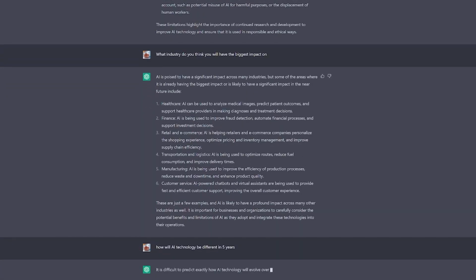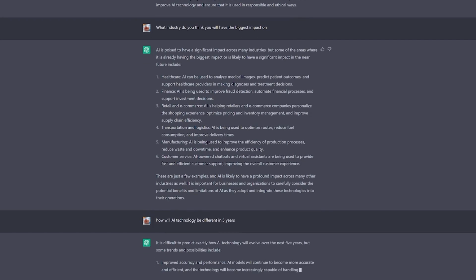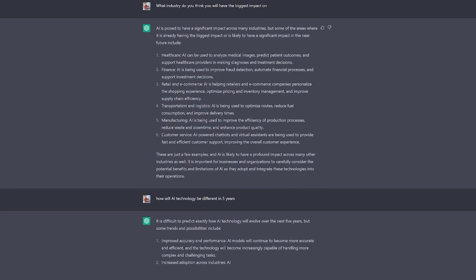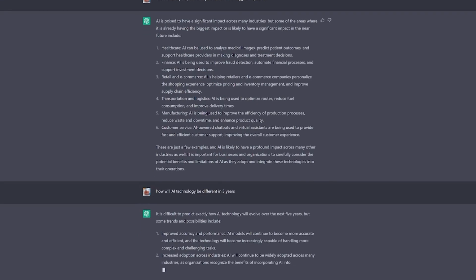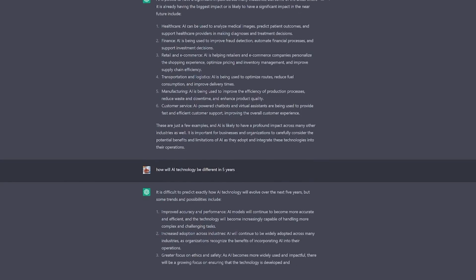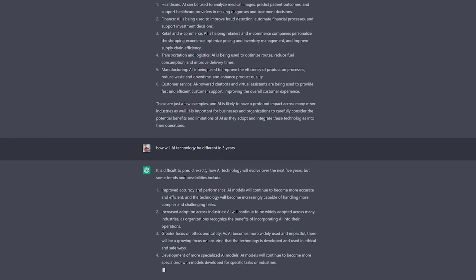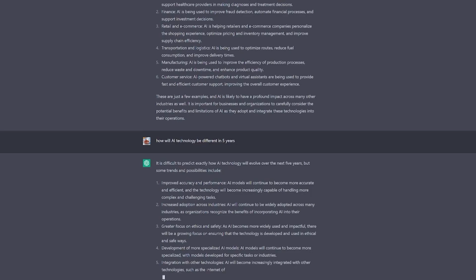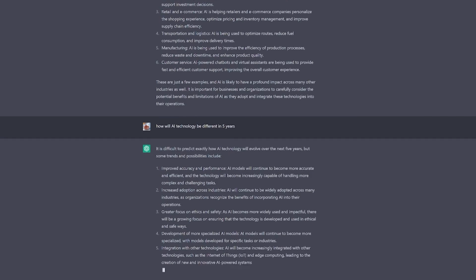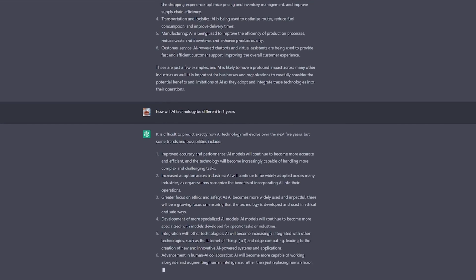How do you see AI technology developing in the next 5 years? It is difficult to predict exactly how AI technology will evolve over the next 5 years, but some trends and possibilities include improved accuracy and performance. AI models will continue to become more accurate and efficient, and the technology will become increasingly capable of handling more complex and challenging tasks. Increased adoption across industries. AI will continue to be widely adopted across many industries, as organizations recognize the benefits of incorporating AI into their operations. Greater focus on ethics and safety.